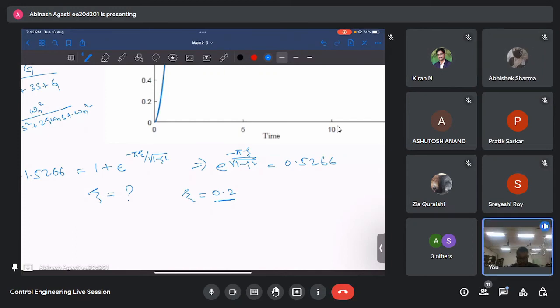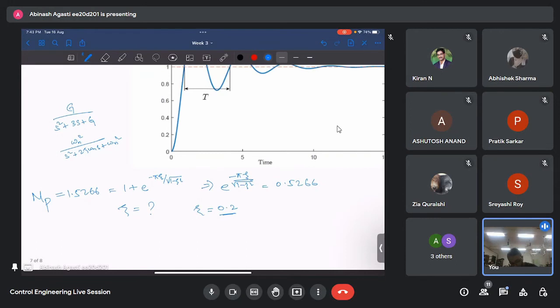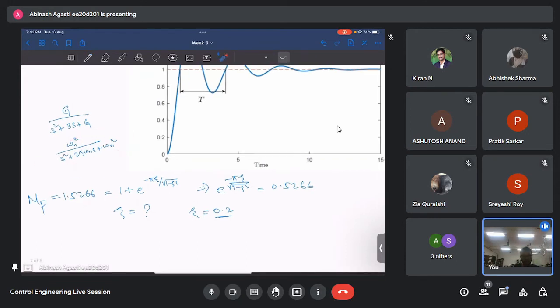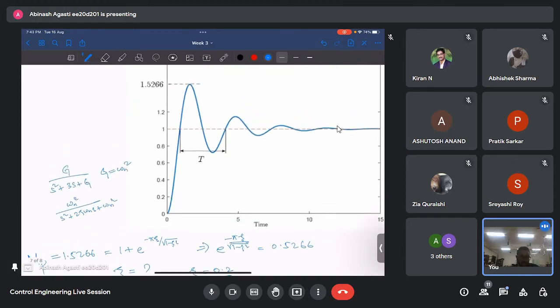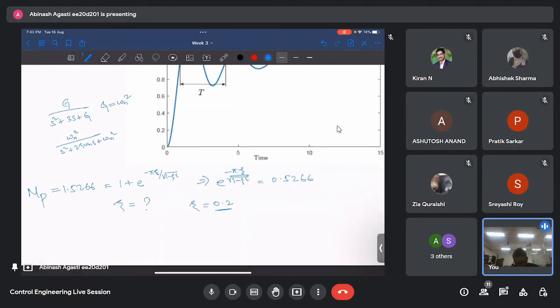Yes. So we now have zeta equal to 0.2. Okay, we have one parameter. We know any standard second order system can be written as omega n square by s square plus 2 zeta omega n s plus omega n square. And the given system is of this form: g by s square plus 3s plus g. So basically this g is omega n square. Now I have found out the desired zeta for getting this closed loop response. So the system must have zeta equal to 0.2.